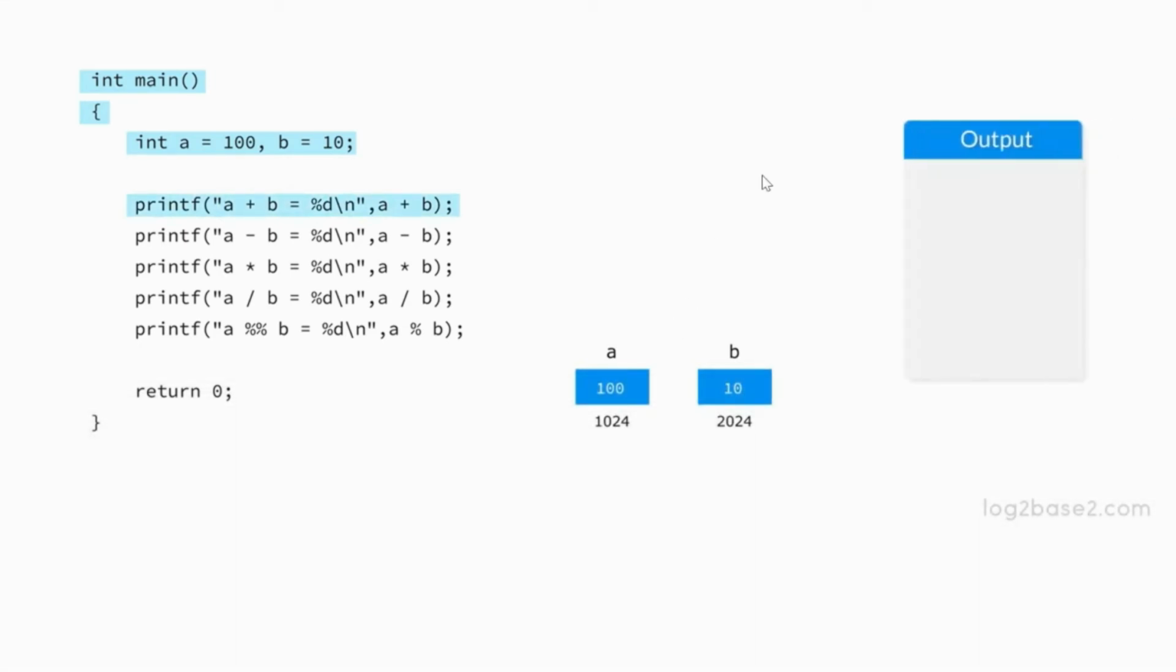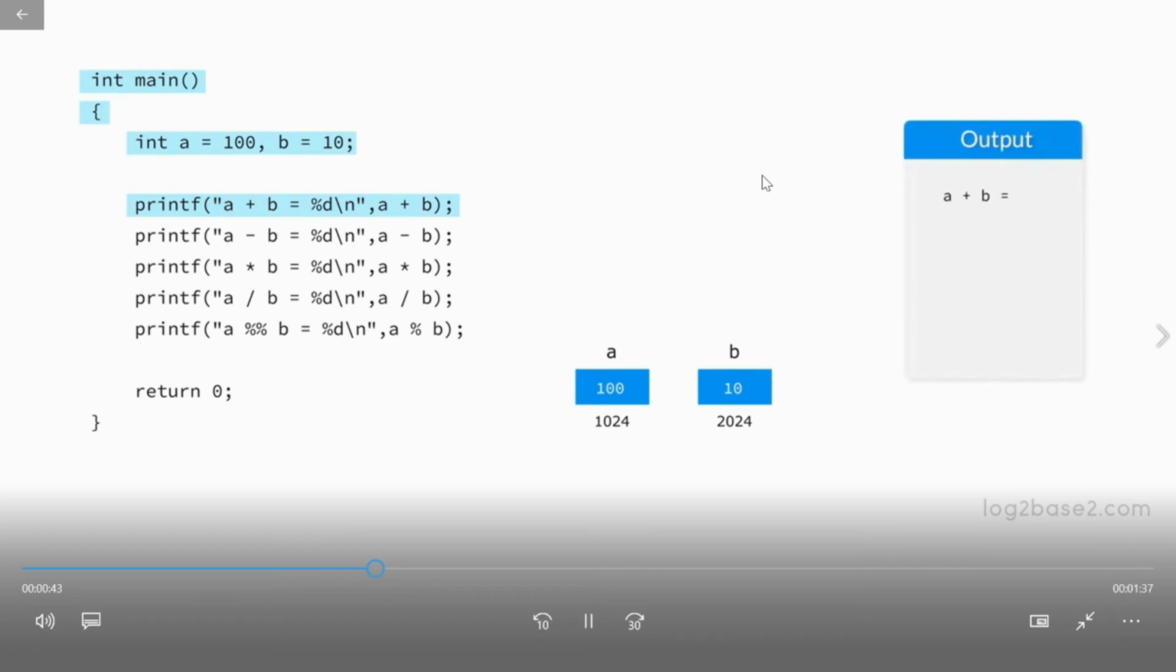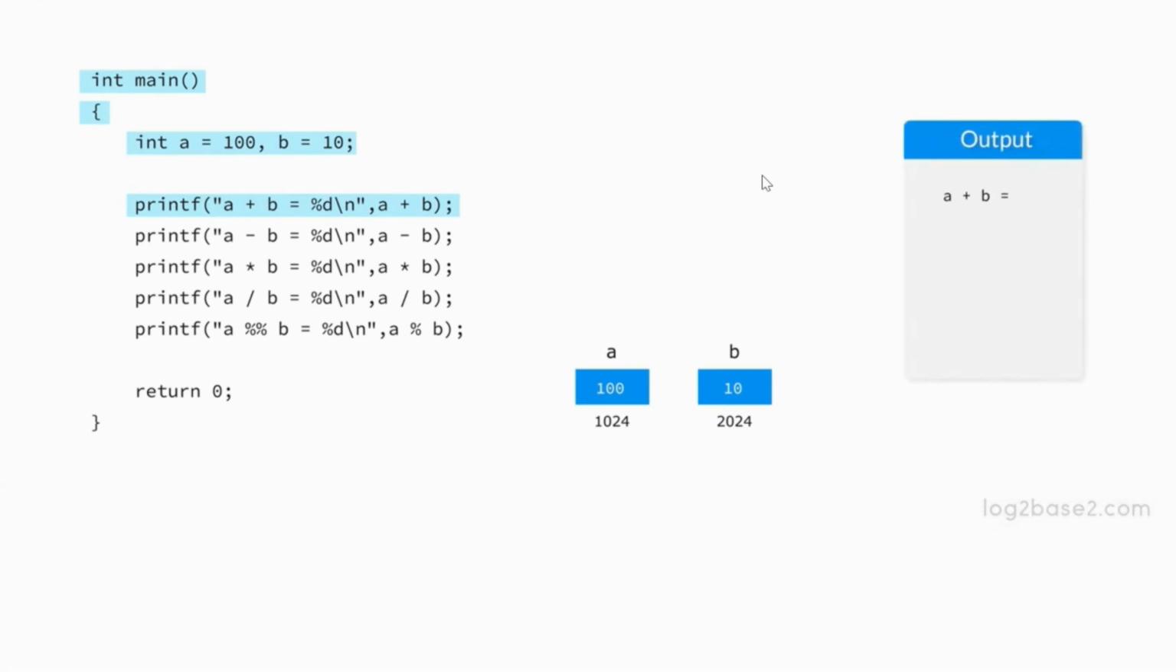It will print a plus b equal to percentage d, and for that integer value you have a plus b, and it will print 100 plus 10, which is 110. And then we have another print function, and it will print a minus b, and a minus b will be calculated and returned, which will be 90.